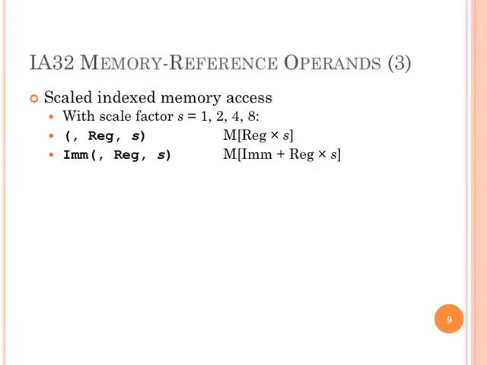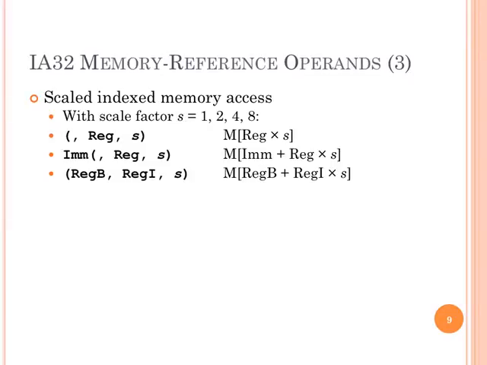Doesn't affect our memory addressing very much. We can add in an immediate value. We can add in a base register and an index register. Notice that the index register is the one that is multiplied. So this is why you can think of it as array accessing, where the elements are a particular size.